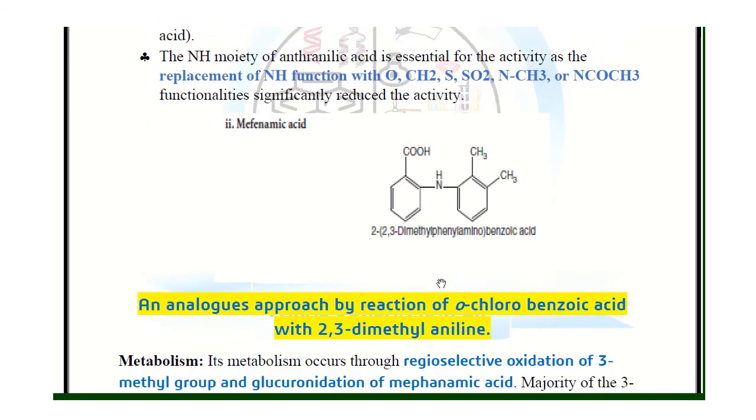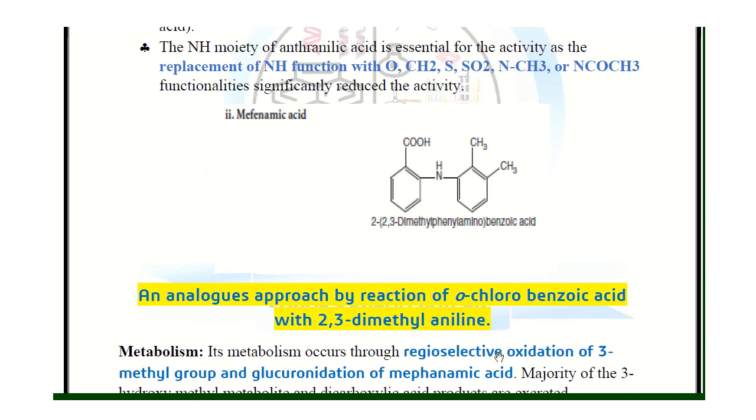In an analogous approach, this kind of derivative can be synthesized by the reaction of orthochlorobenzoic acid. This indicates the synthesis of mefenamic acid. So if I ask you in the exam how you will synthesize mefenamic acid, you just have to mention this statement: by the reaction of orthochlorobenzoic acid with 2,3-dimethyl aniline, ultimately this will result in the compound which has the structure like this, that is mefenamic acid.